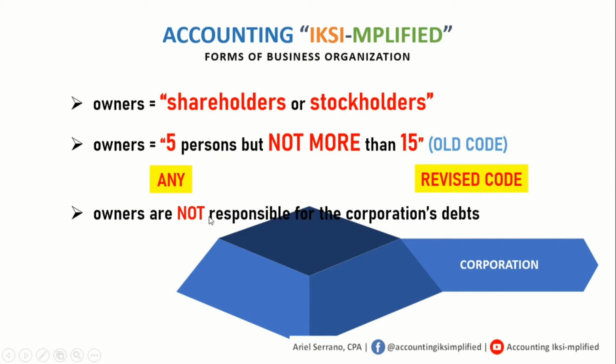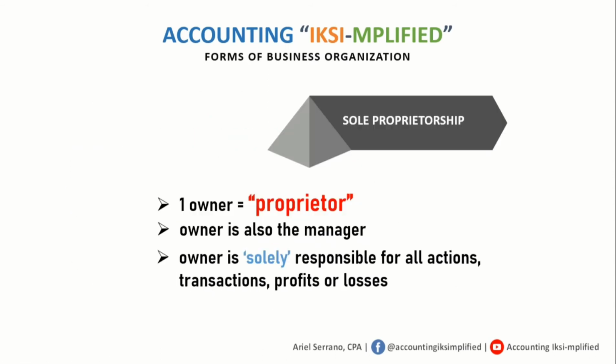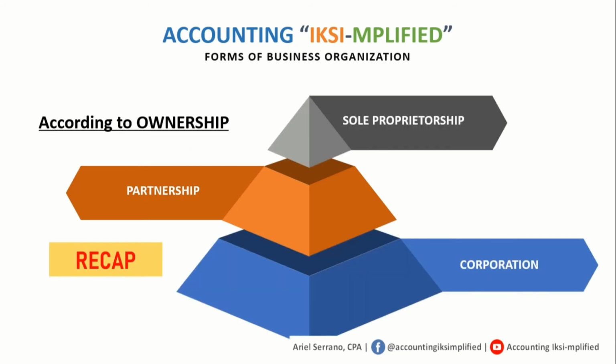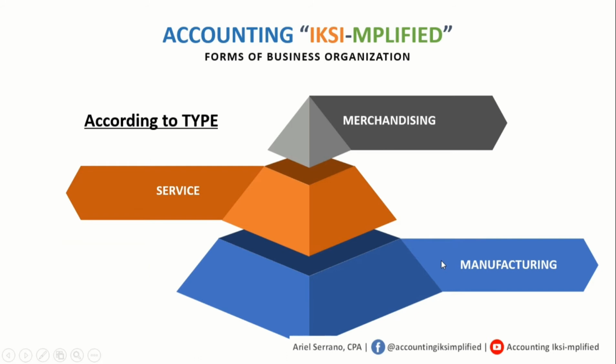Owners are not responsible for the corporation's debt, unlike in partnership and sole proprietorship, wherein they are responsible for all the actions. Now, just to recap, the forms of business organization according to ownership can be categorized as sole proprietorship, partnership, and corporation. Now, let's proceed with according to type.